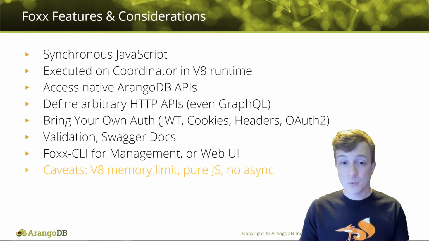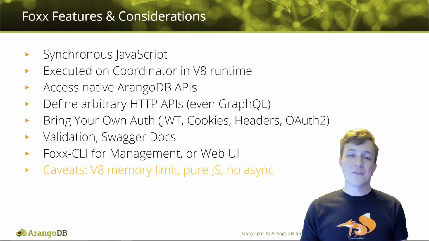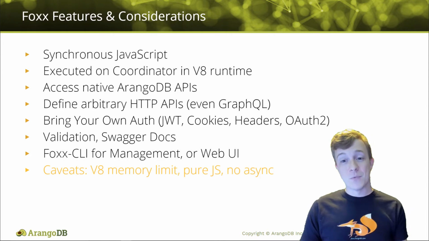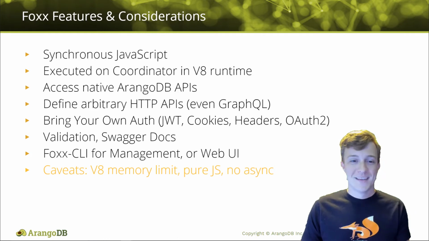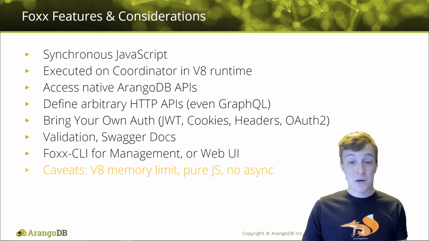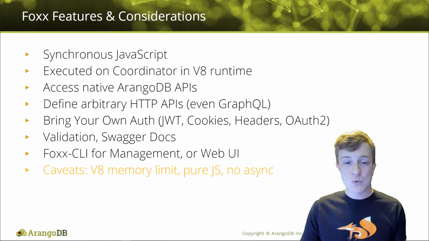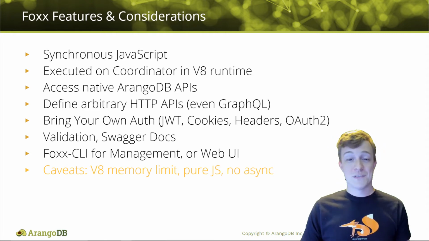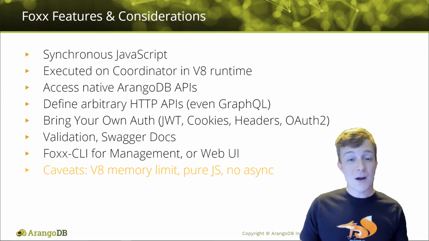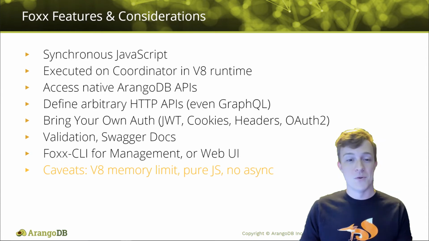and it's easy to define your own arbitrary HTTP APIs, including with GraphQL. Foxx allows you to define your own authorization with the built-in authentication module, which has support for JWT, cookies, headers, OAuth 2, or you can define your own. You can validate your endpoints using the bundled Joi library, and you automatically get generated Swagger documentation for all of your routes. You can install, upgrade, delete, backup, and maintain your services however you like, such as with the Foxx CLI or even through the web UI.